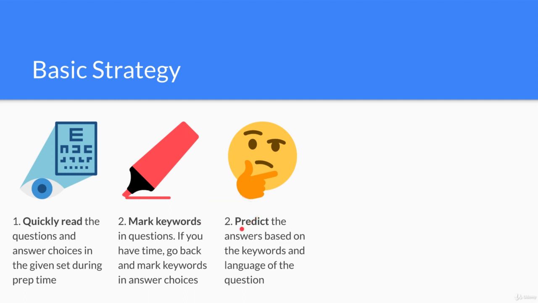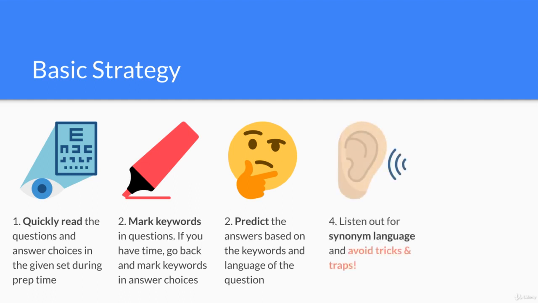Next, if you have extra time, you should also try to predict the answers based on the keywords and based on the language of the question. So try to predict what form the answer is going to take. Then, when the audio starts playing, you should be listening out for the keywords and more specifically for the synonym language of those keywords. Also, be very careful to avoid tricks and traps. There are several different tricks and traps that the examiners will use in order to try to confuse you, to try to get you to pick the wrong answer. So this is something to be mindful of.